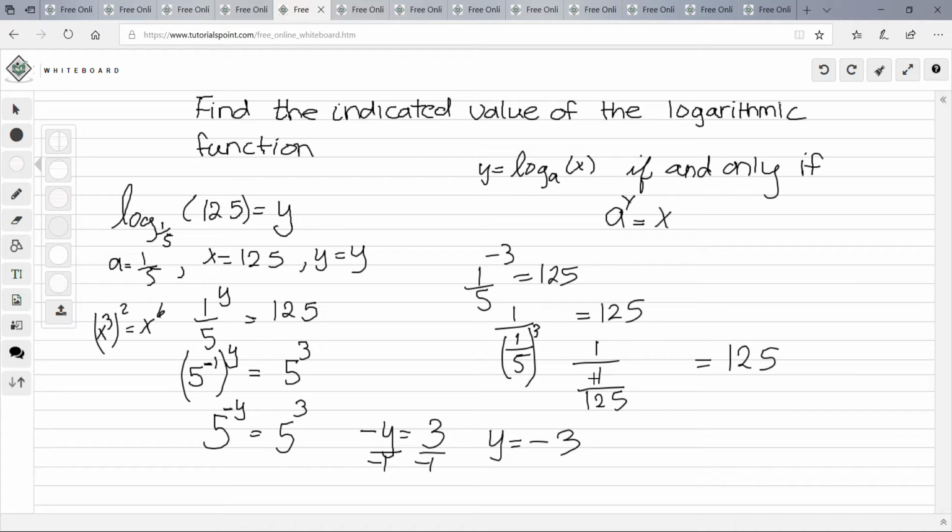Okay, so let's do parentheses. So I'm going to multiply top and bottom by 125, and then you should get 125 over 1, and then 1/125 times 125 is just 1, so that equals 125. So that's true. So yes, y equals negative 3.